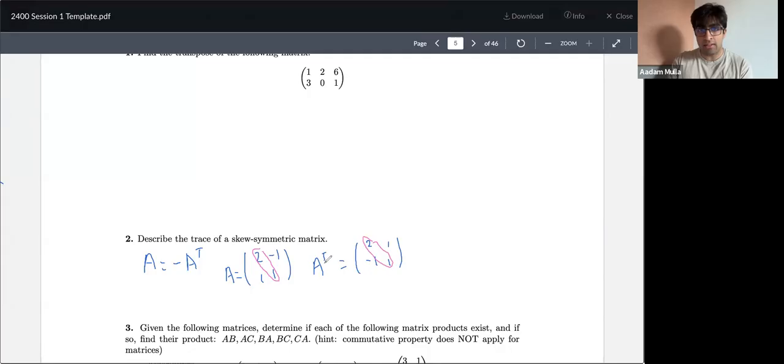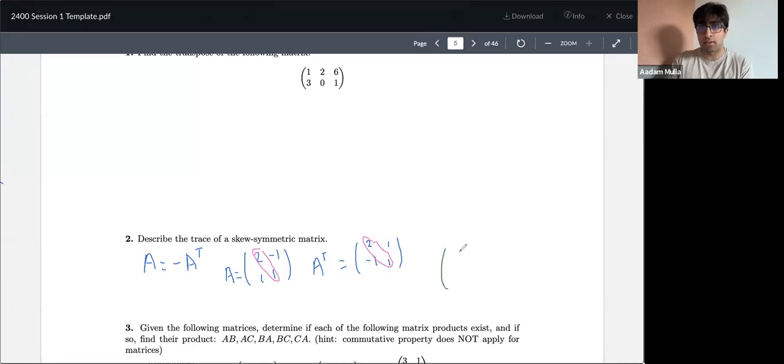But we need A to equal negative A transpose. So that will never happen if there are numbers along the diagonal. We need, for example, this number here to be the negative of this number here. So 2 is never going to equal negative 2. The only way for A and A transpose to be negatives of each other is if you put zeros along the diagonal. And hopefully that explanation made sense.